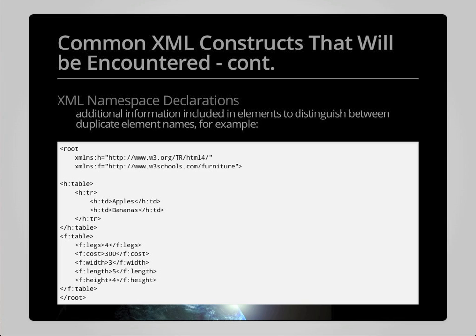So we have our root element. This is the opening tag of our root element for this XML document, and you can see the closing tag down here. I've added 2 XML namespace designations. That's xmlns: and then the abbreviation that I want to use. In this case, I'm using h, and in the second one, I'm using f.